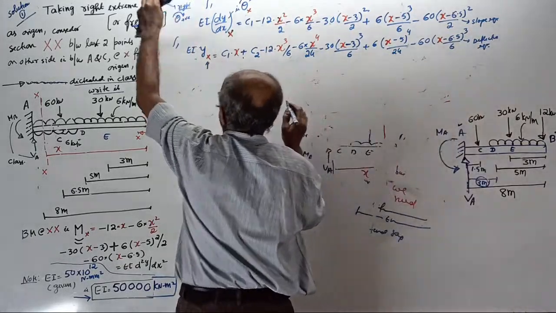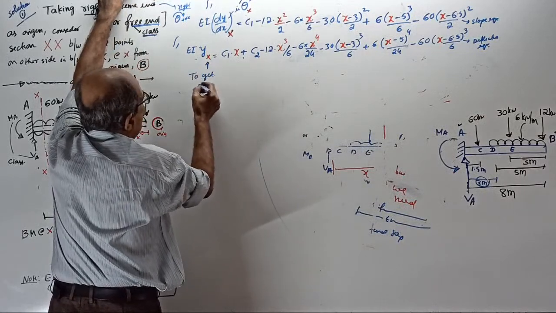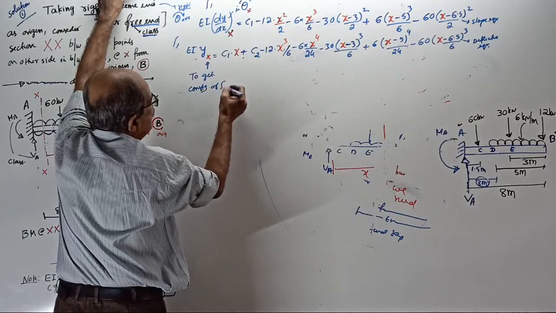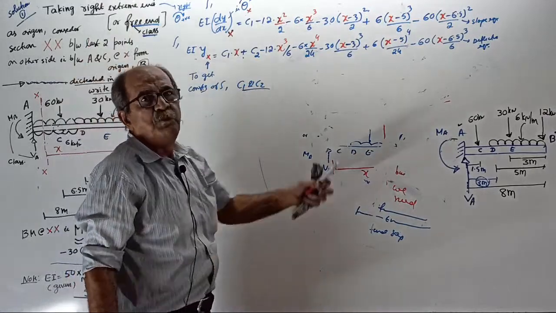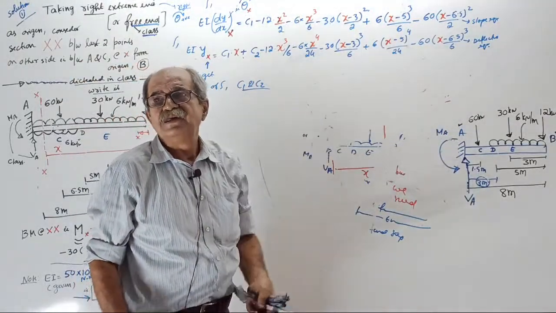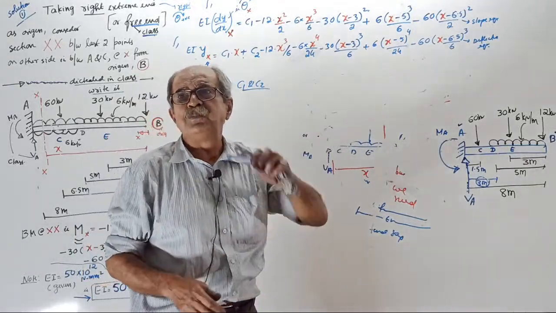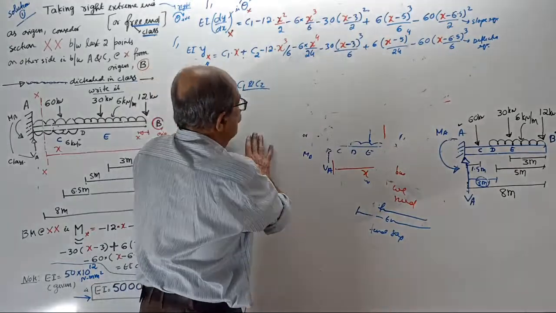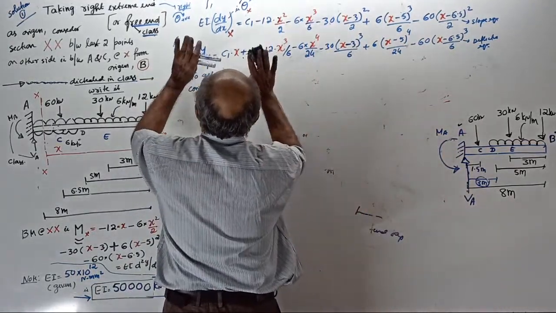Now do one thing. Next step, to get constants of integrations C1 and C2. Now, before you proceed further, somewhere outside make a note. Not here. I forgot. So not here. You tell the problem. Hey, you wait for some time.